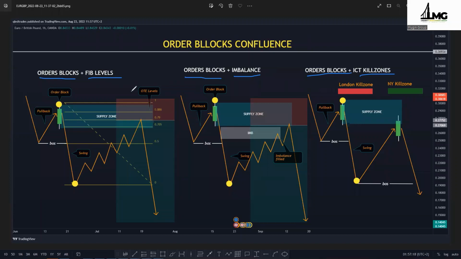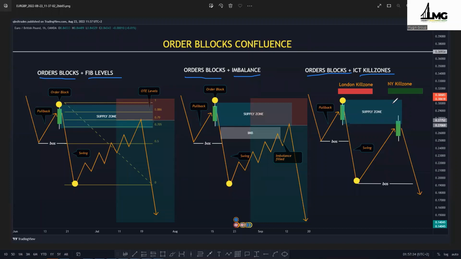Usually I use this a lot in my trading. Actually, not a lot. I use this all the time to enter my trades. If I don't build my confluence with Fibonacci levels, then I'll probably build it with imbalance or with ICTQ zones.